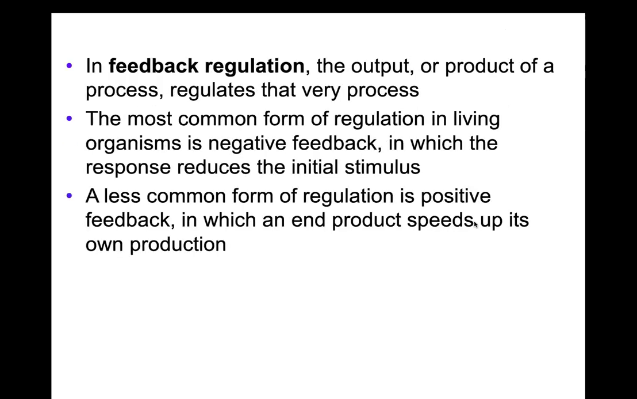In feedback loops or regulation, the output or product of the process regulates the very process itself. The most common form of regulation in living organisms is negative feedback, in which the response reduces the initial stimulus. And most regulation is going to be negative feedback. A less common form of regulation is positive feedback, in which the product speeds up its own production. And this is more of what we refer to as like a snowball effect.